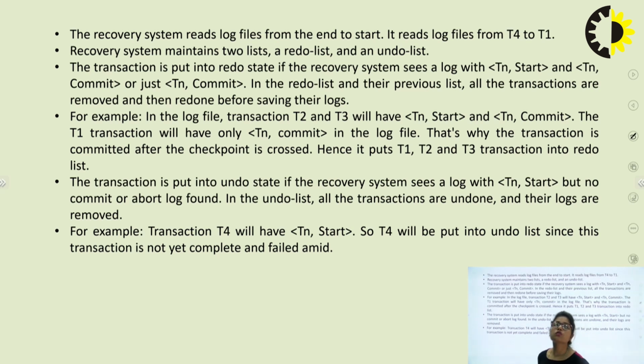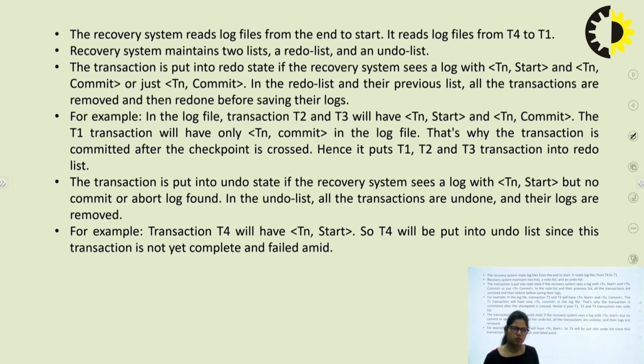In the undo list, all the transactions are undone and their logs are removed. For example, transaction T4 will have a start, so T4 will be put into the undo list since this transaction is not completed and a failure occurred.